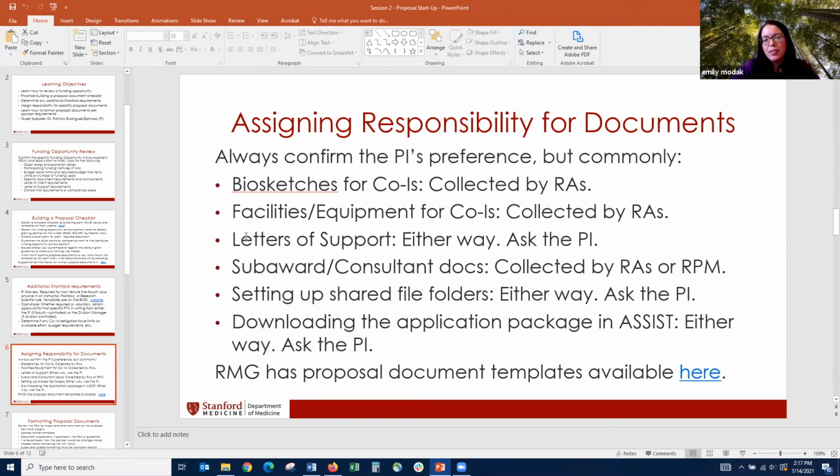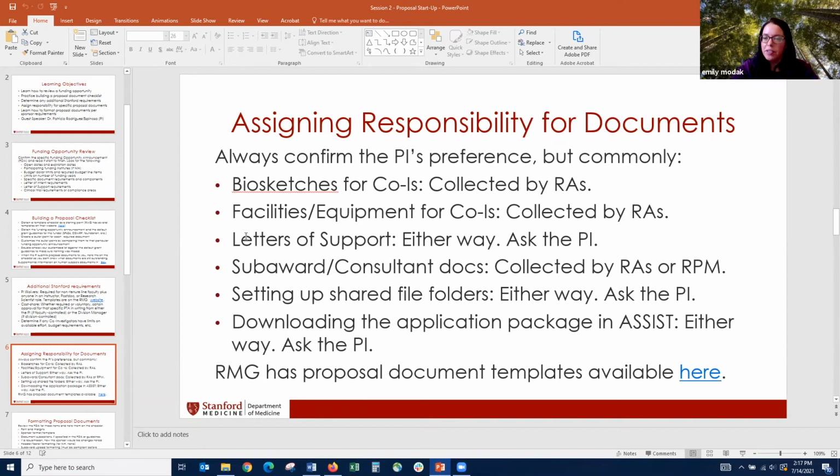Subawarded consultant documents, these are usually collected by us or by the RPMs. You want to check with your RPM. I'm working on a proposal. I checked with the RPM last week about the subawards, and she said, I'd really prefer to do that myself. So great, that's good to know up front.